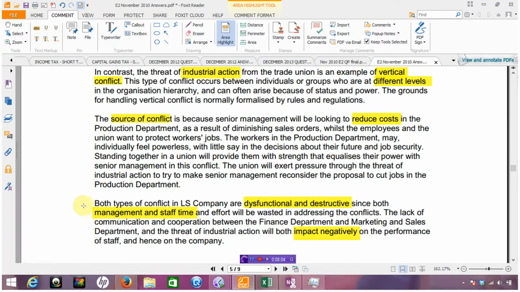And then really the last paragraph here, just a quick summary, saying that obviously any form of conflict that's destructive or dysfunctional is certainly not good for the company. It's going to impact upon, let's say, competitive advantage and impact upon the company's future, perhaps. Okay, so hopefully that's been helpful as a quick summary on conflict, and good luck with your studies.